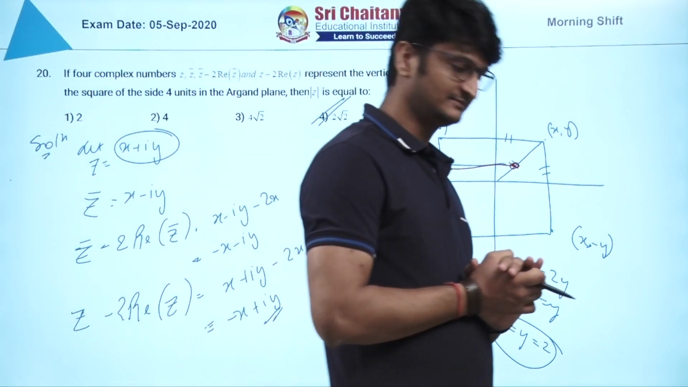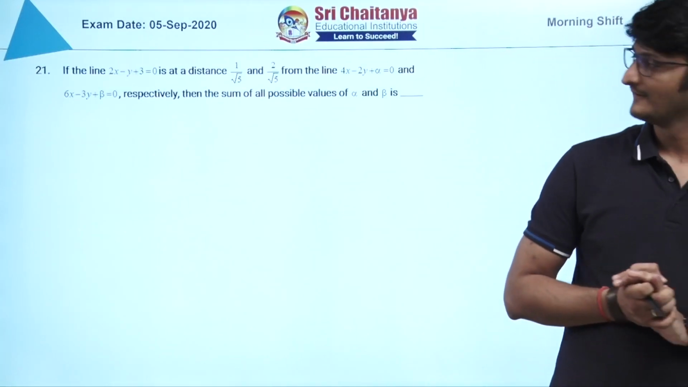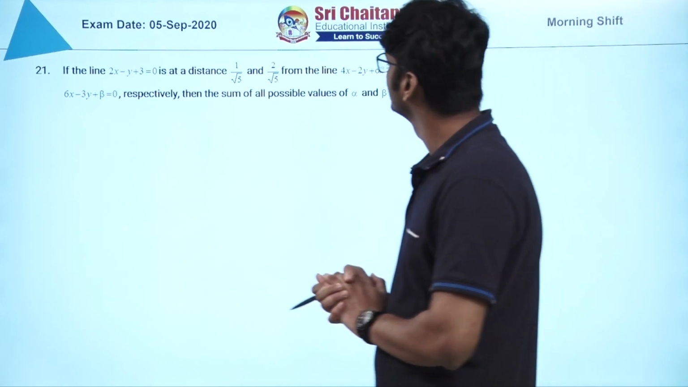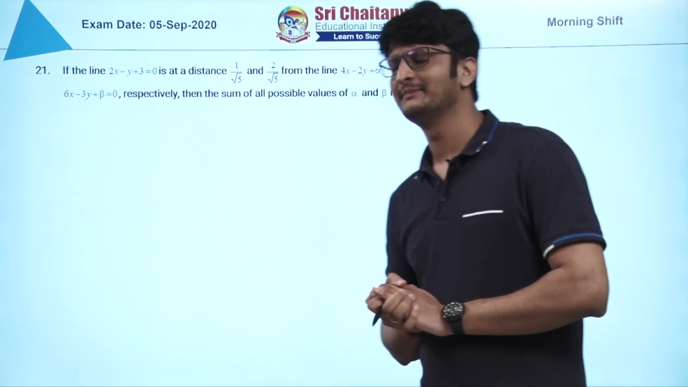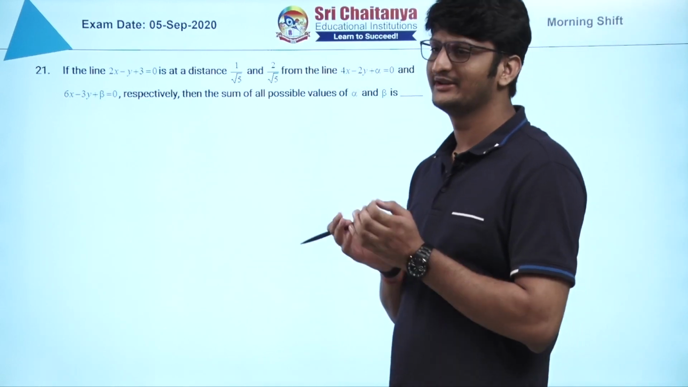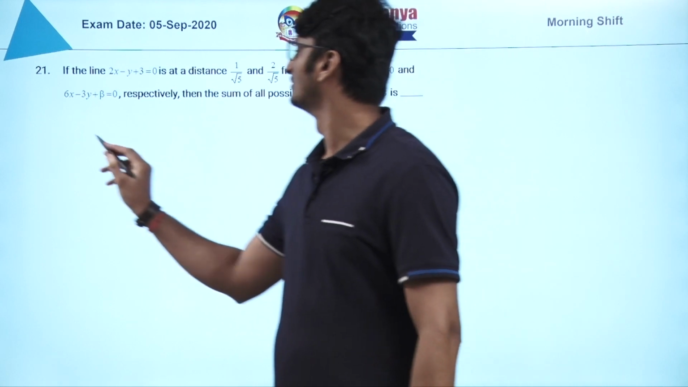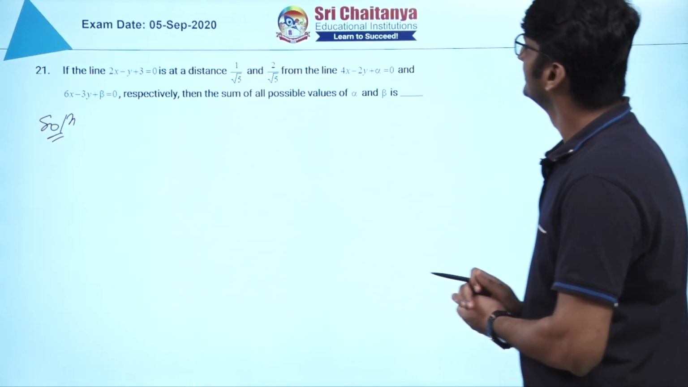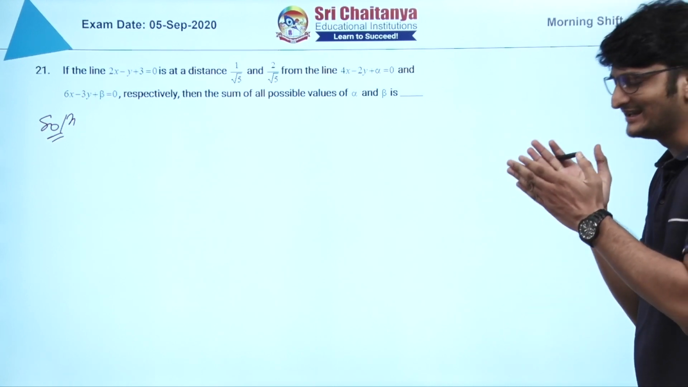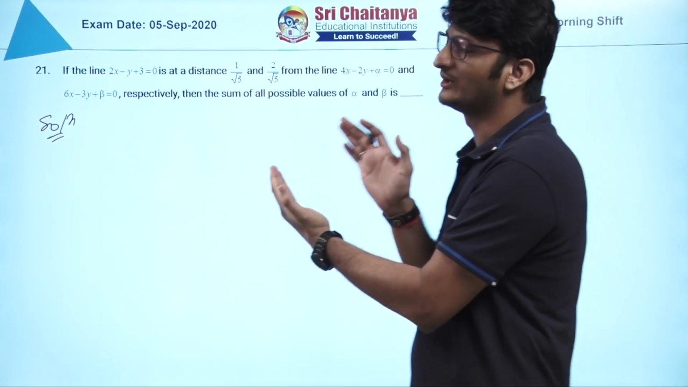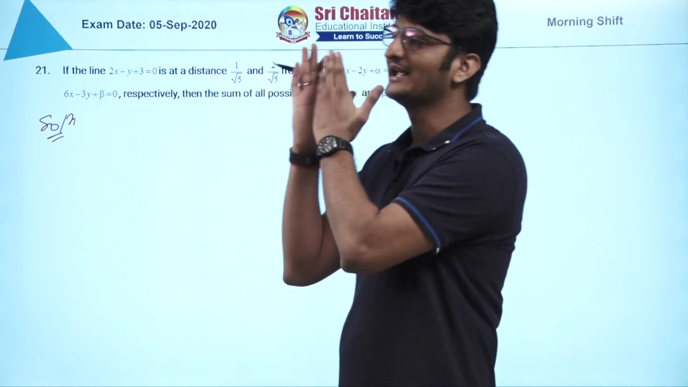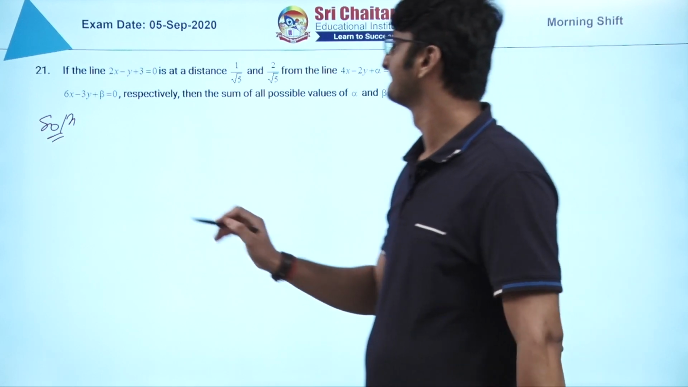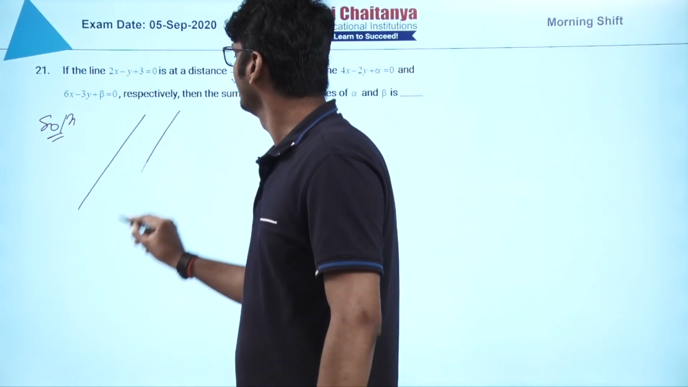Next, question number 21. This question comes from the chapter straight lines. Again a basic level question. If you have the basic understanding, you can go through. If any distance is feasible between two lines, that means the lines are parallel. Otherwise, if the lines are intersecting, the shortest distance between those two lines will be 0.